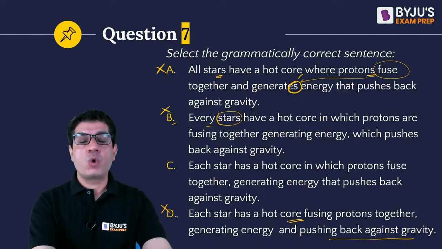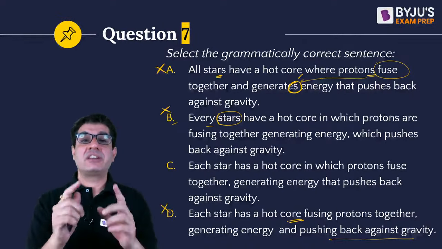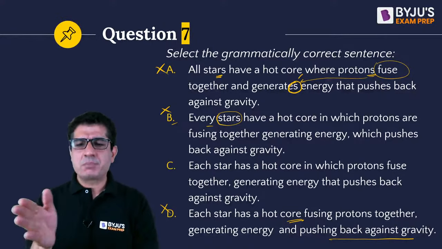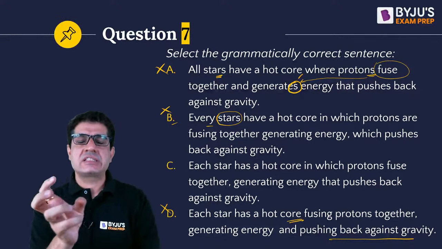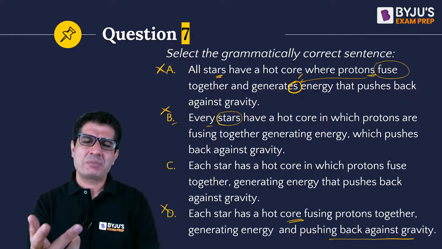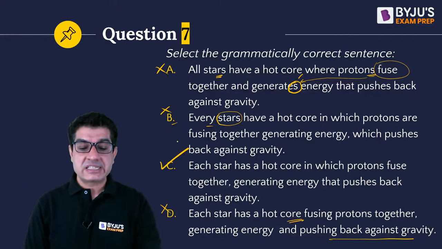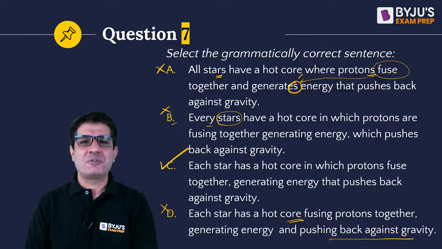So it is not the core that is pushing back against gravity. It generates energy. It is that energy that pushes back against gravity. This simply makes it appear a case where 3 things are being done by the core. That makes the sentence weird, meaningless, and that is why we should opt for C as an answer. And as I can see, it did prove tricky for quite a few of us here.